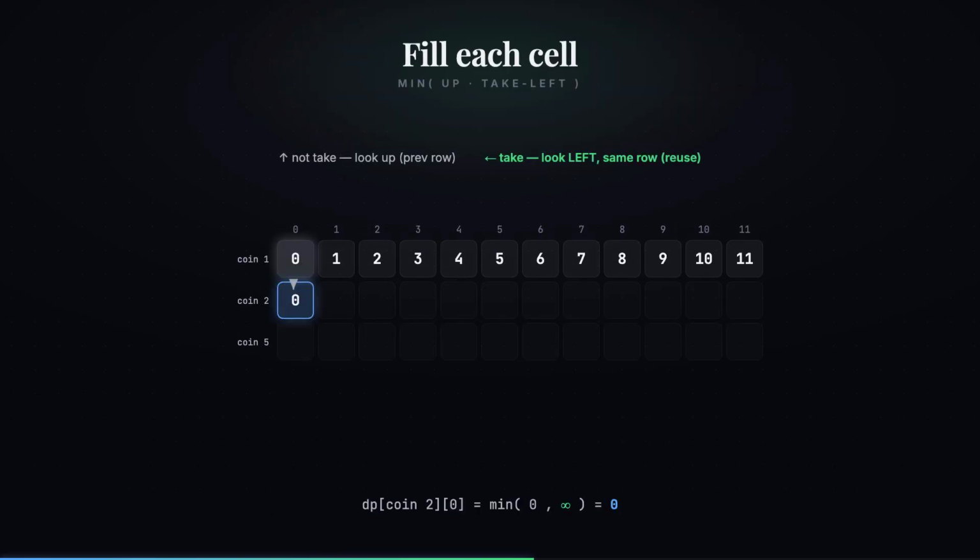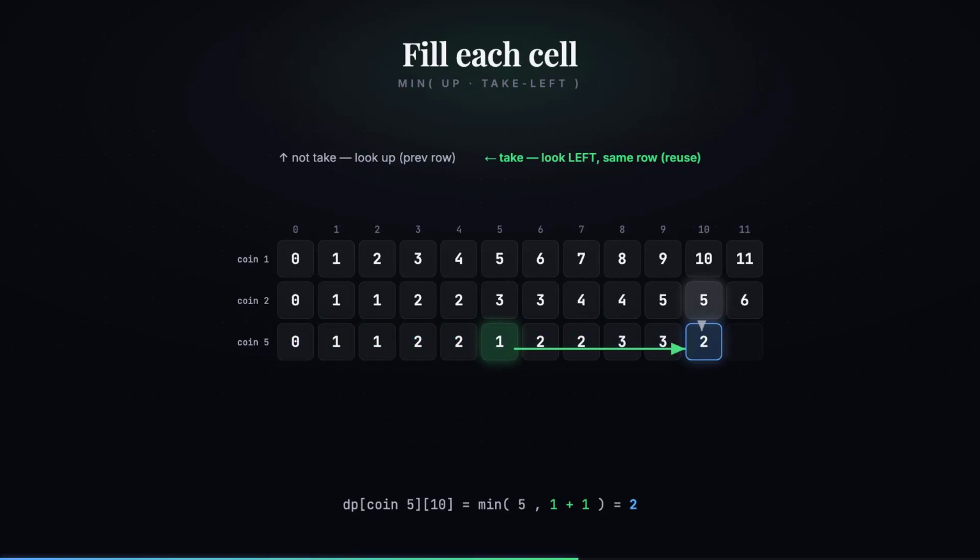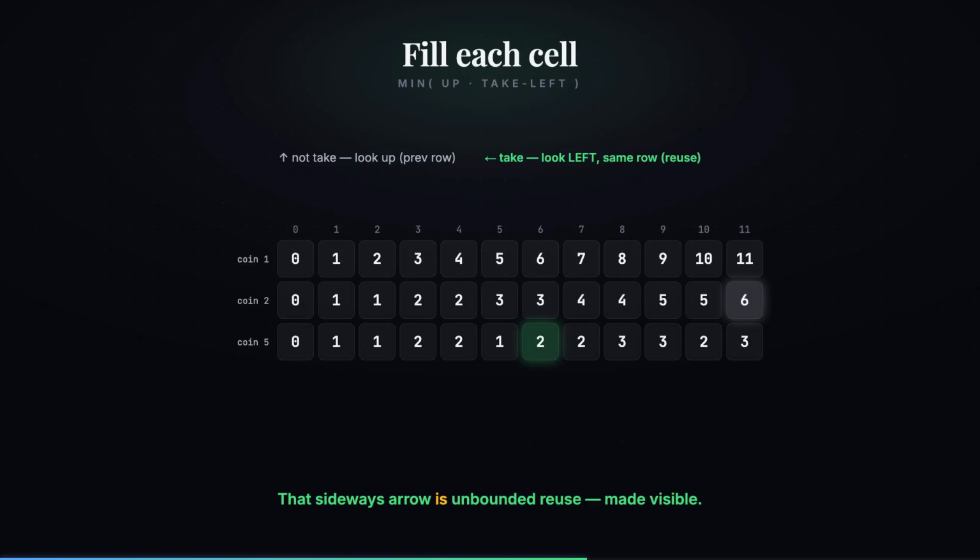Now each data cell takes the better of two options. Not take, look straight up to the row above. Take, and here's the reuse. Look left, along the same row, to the cell at t minus the coin's value, then add 1. See the difference visually. The not take arrow points up to the previous row, but the take arrow points left within the same row. That sideways arrow is unbounded reuse, made visible.